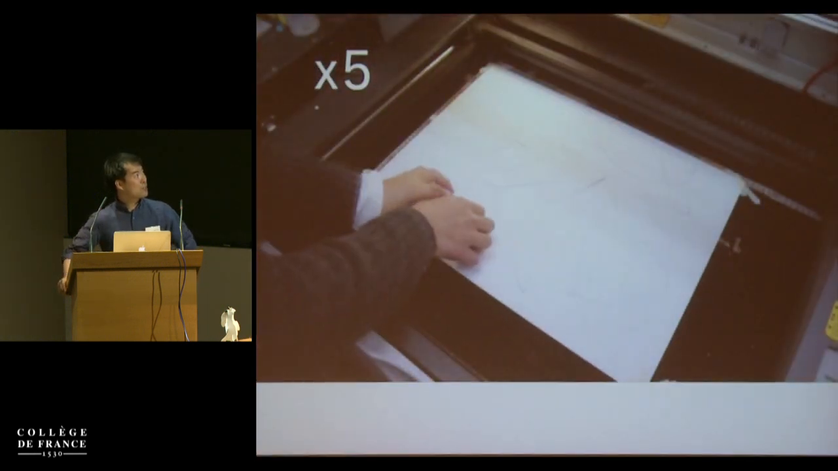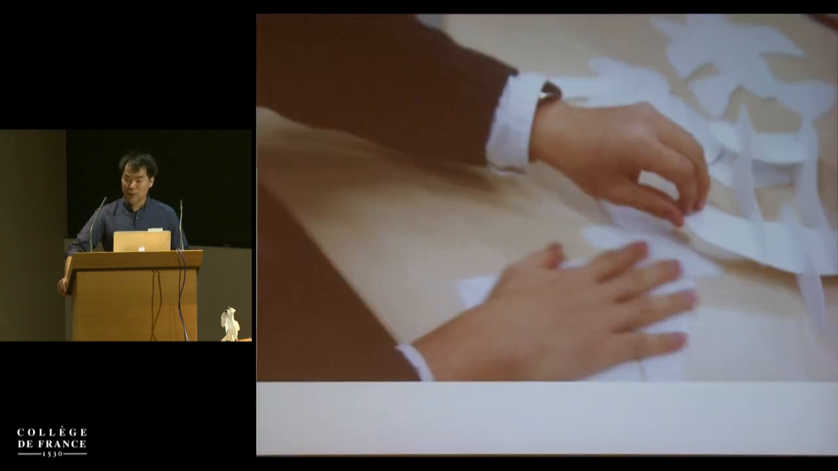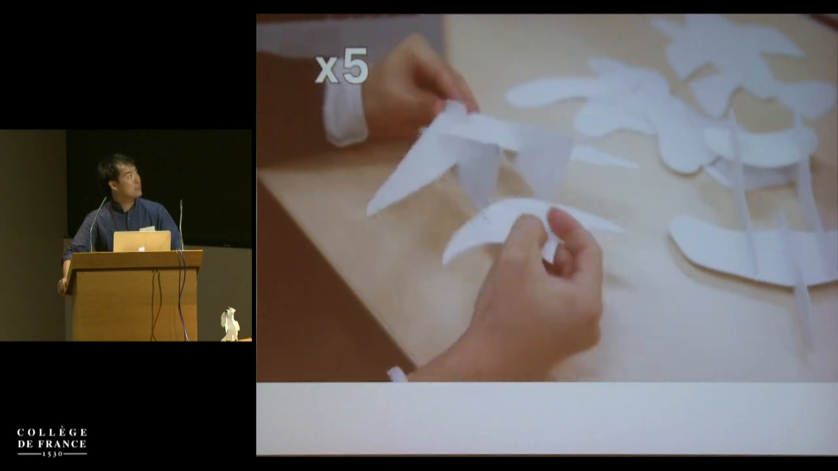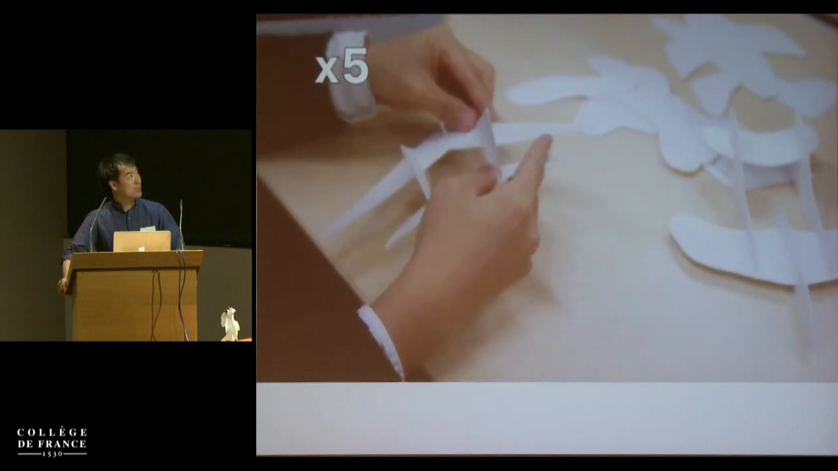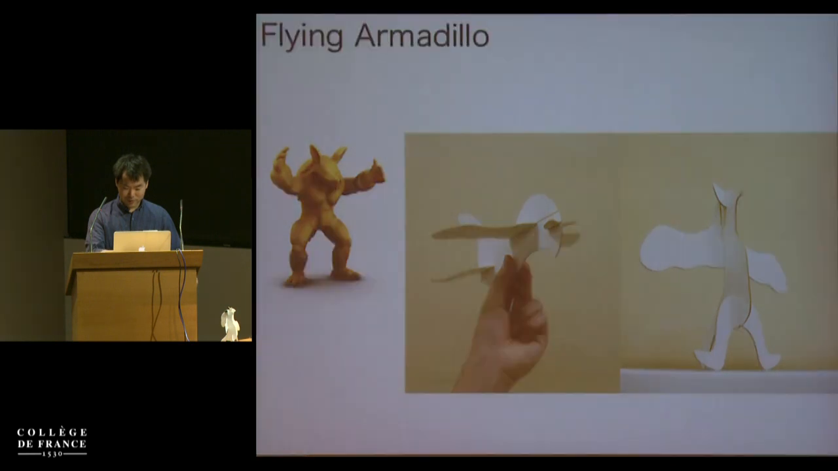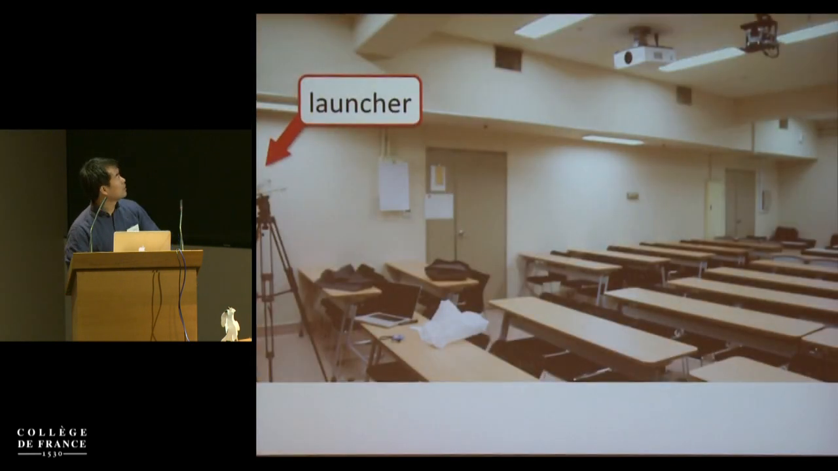And after the shape of the airplane is designed, we can connect this software to a laser cutter, cut it out, and easily assemble the airplane by hand. And here is an airplane we built. It's a flying armadillo. And there is a launcher, and it flies extremely well.